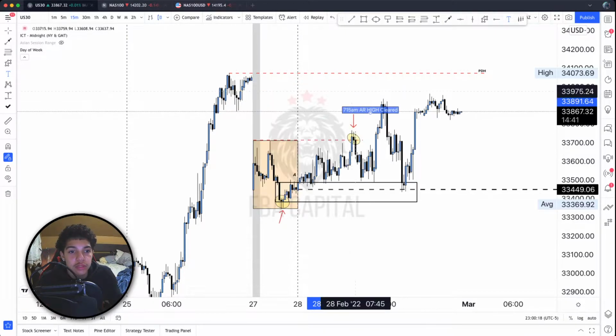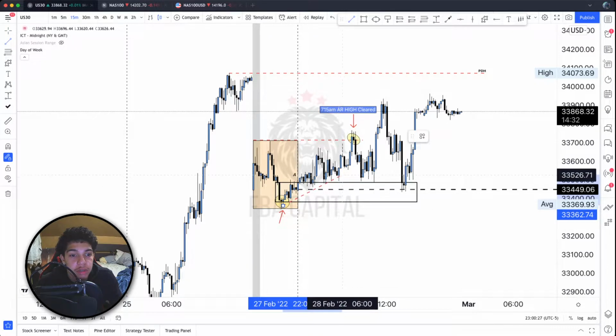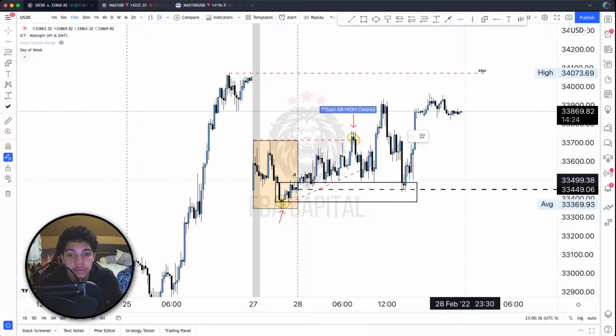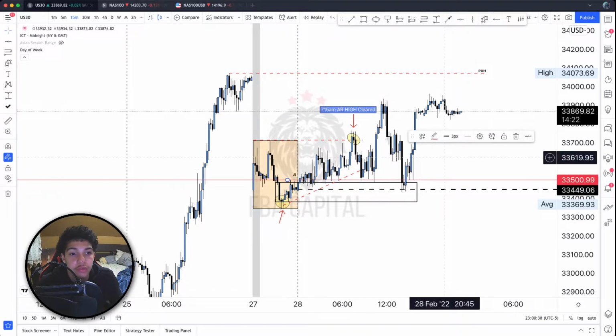Now that I know that it was cleared, buy side liquidity was taken, and it immediately went for what? Sell side liquidity. So in my opinion, I wanted to see price potentially come down and clear these lows. I wanted it to come a little bit lower, potentially trade into maybe 33,500, which is right here. We got 33,500 right here.